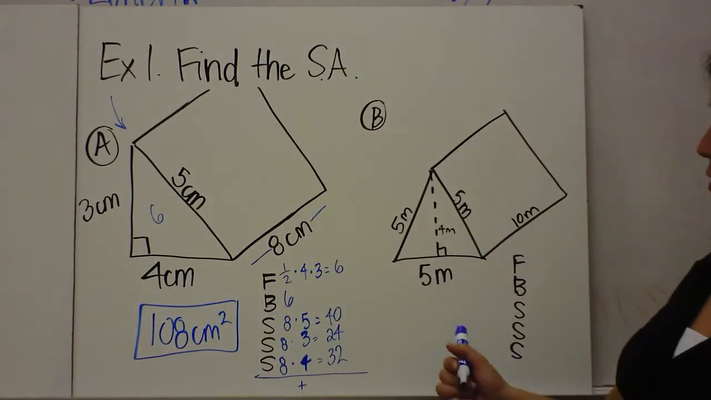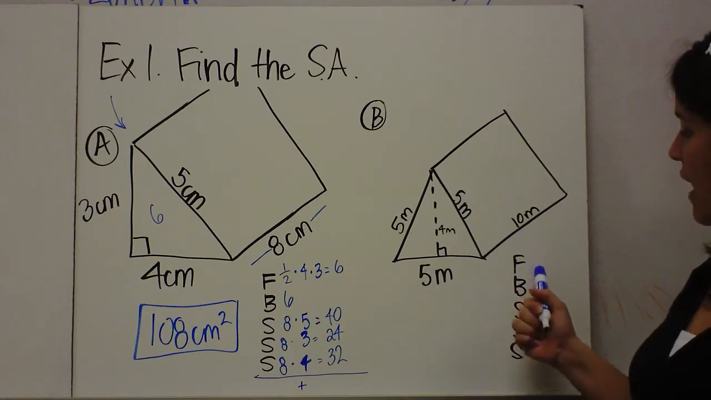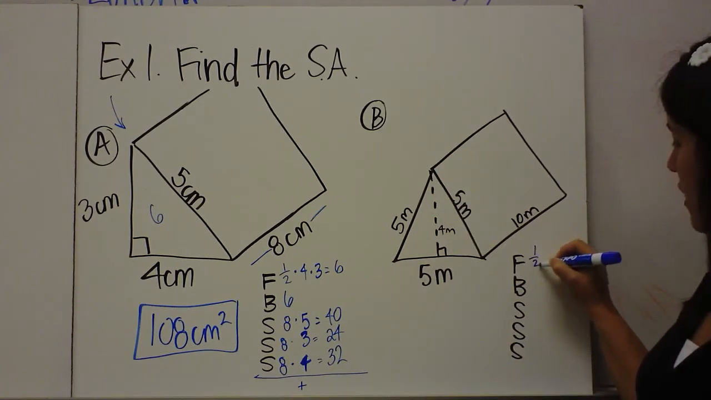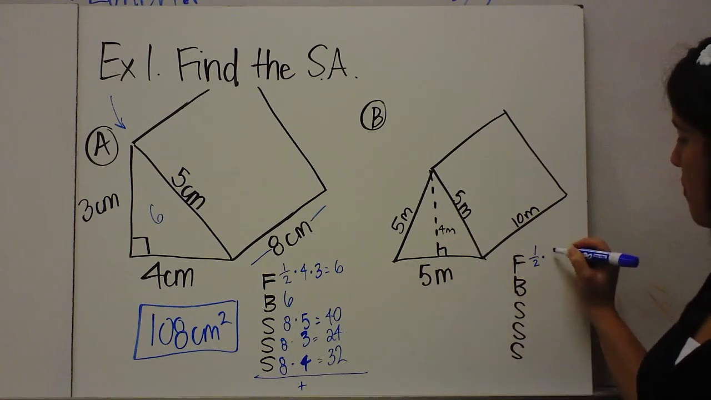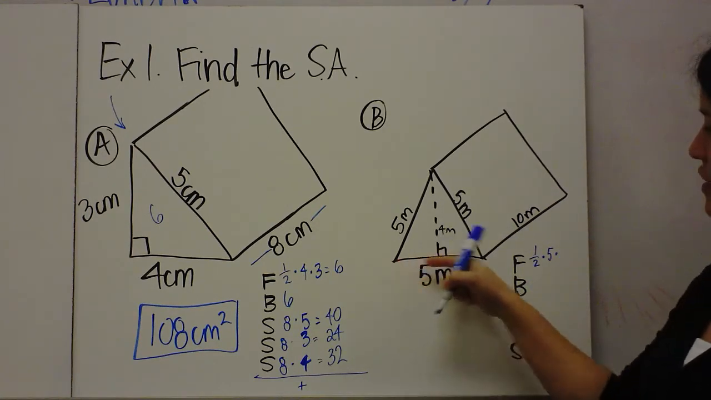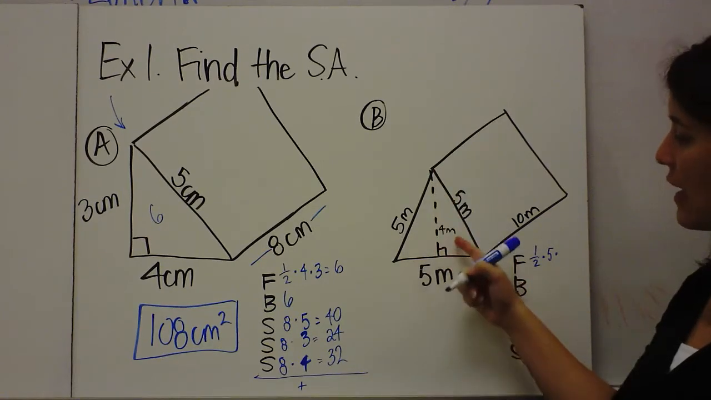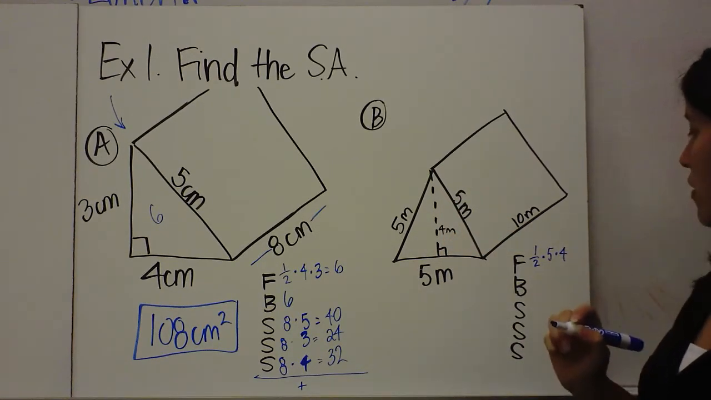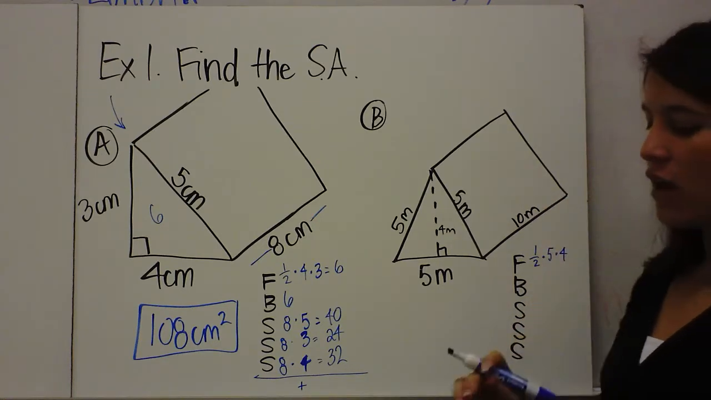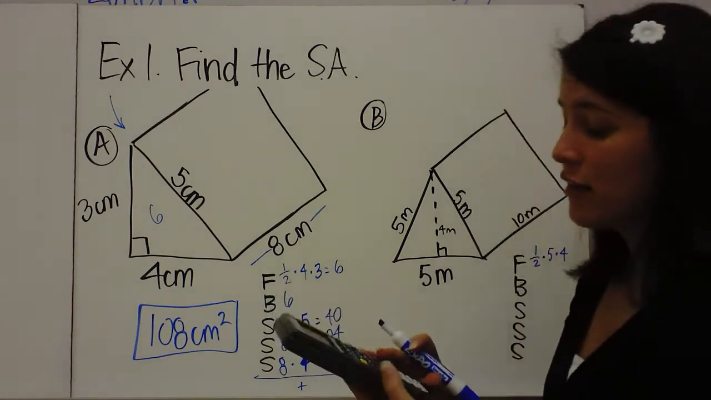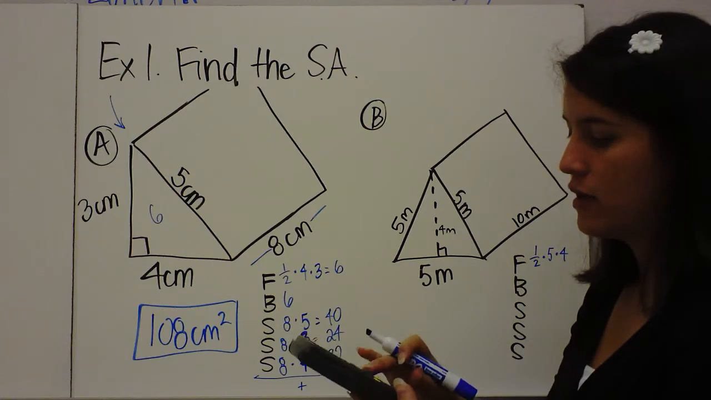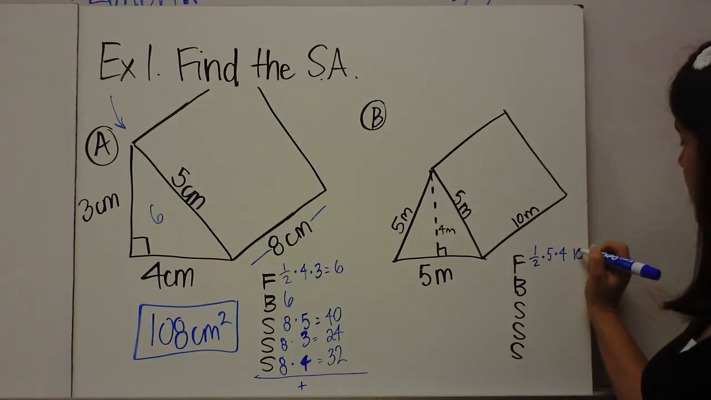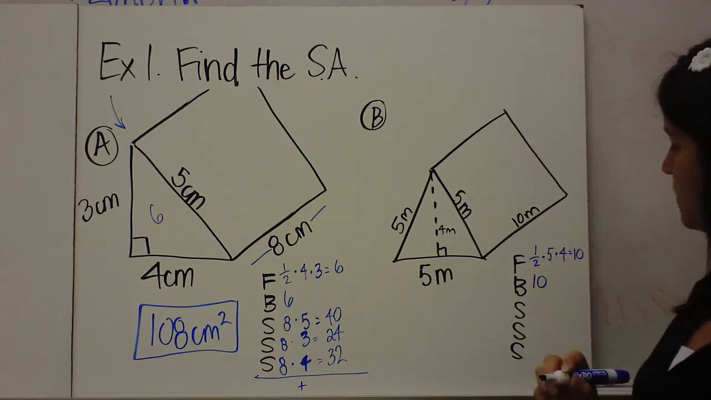Over here I have this triangular prism. And I'm going to do the front and the back. So here's the front. So 1/2 times the base, which is 5, times the height, and I don't know if you can see that, but that's a 4. So if you type in your calculator 1/2 times 5 times 4, that gives you 10. So the front is 10 and the back is 10.